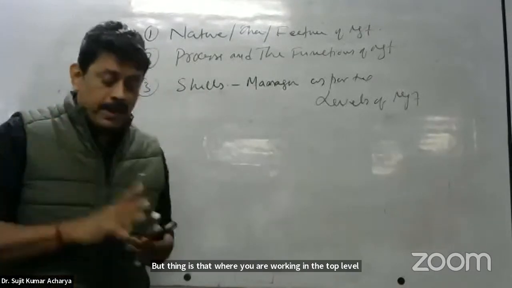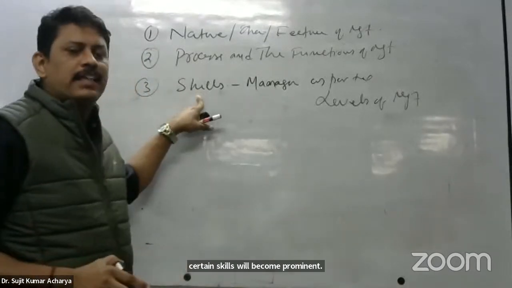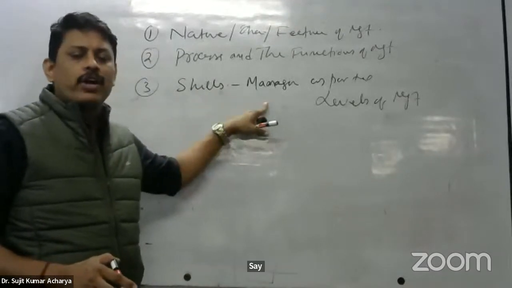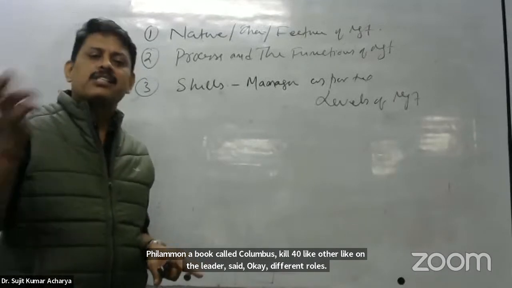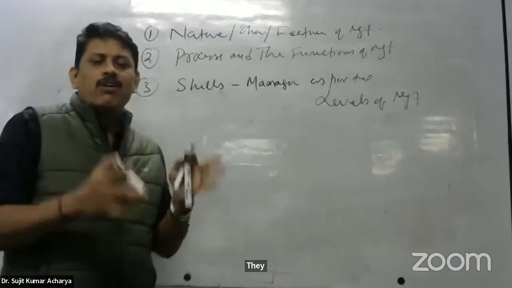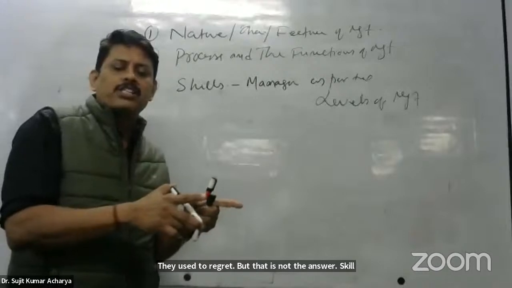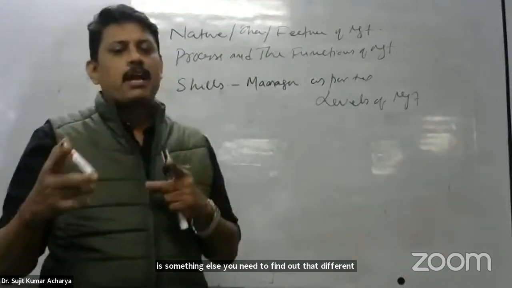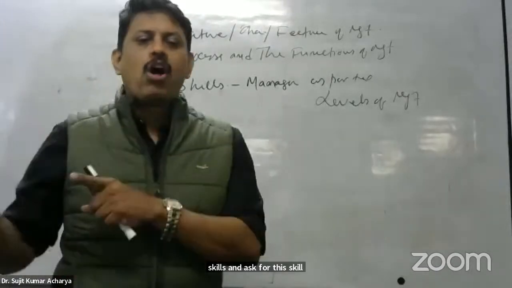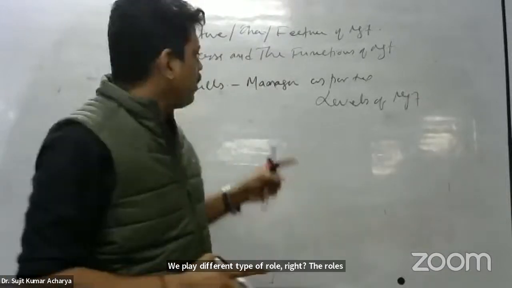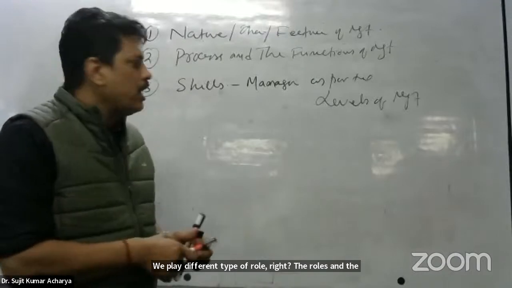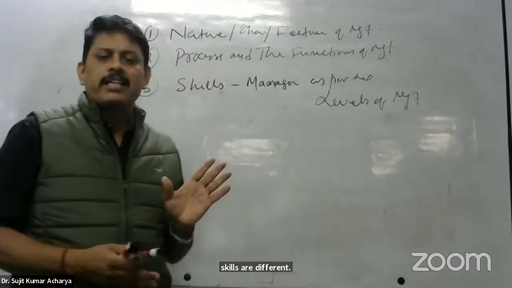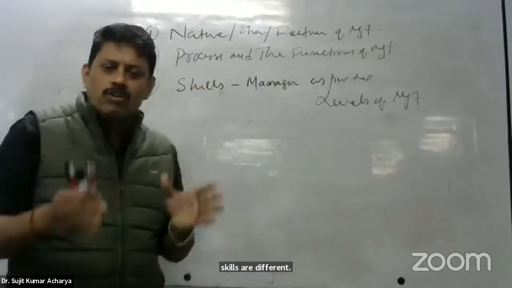Students usually write leadership. Different roles they usually write, but that is not the answer. Skill is something else. You need to find out the different skills, and as per the skill, we play a different type of role. The roles and the skills are different. Students say, sir, I wrote so much, but got 0 marks. The thing is that you have not written the correct answer. You need to find out the skill.